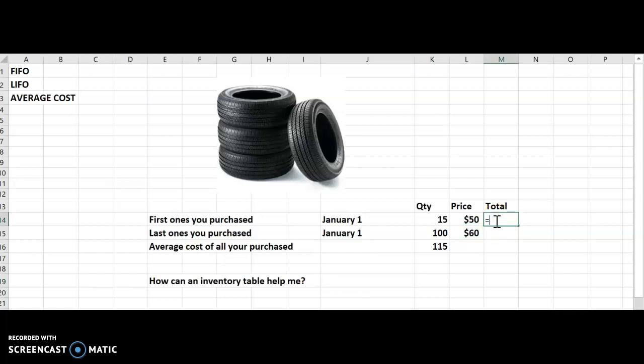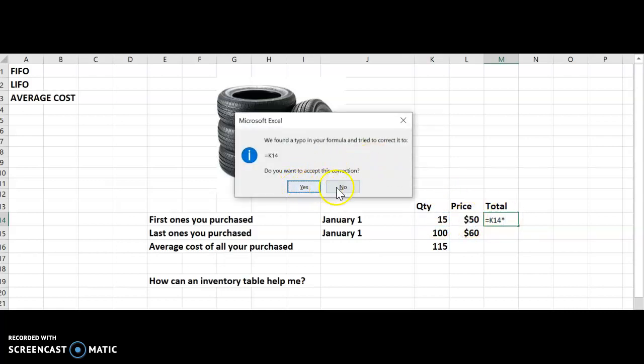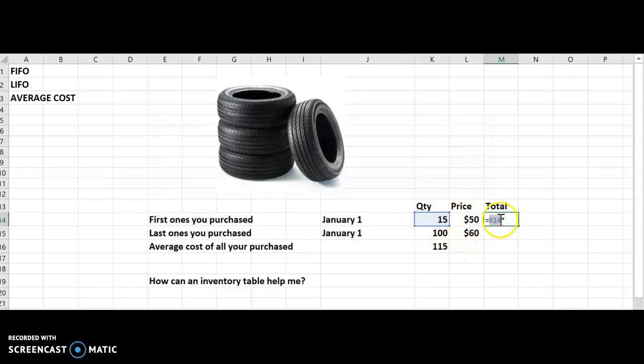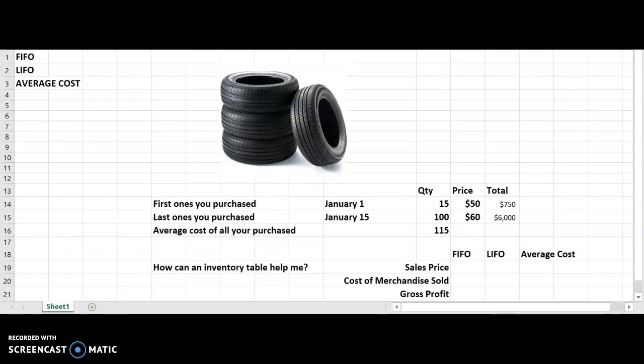On January 1st, I bought 15 tires at $50 each. So that would be $750. On January 15th, I purchased 100 tires at $60 each for a total purchase price of $6,000. So let's see how this works for accounting purposes.